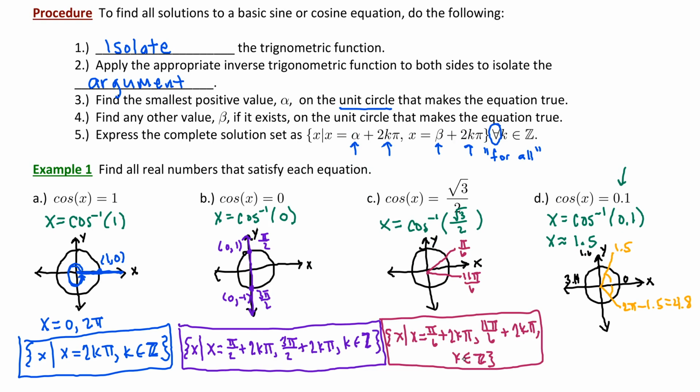So the solution to this equation will contain both 1.5 and 4.8 radians plus any angle coterminal with those. So we'll express this as the set of all x such that x is equal to our first positive solution, 1.5 radians, plus any angle coterminal with that one. So we attain those coterminal angles by adding one complete rotation, 2k pi, or 4.8 plus any angle coterminal with that. And once again, I'm going to specify that k must be an integer.